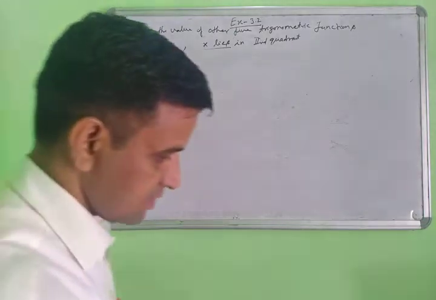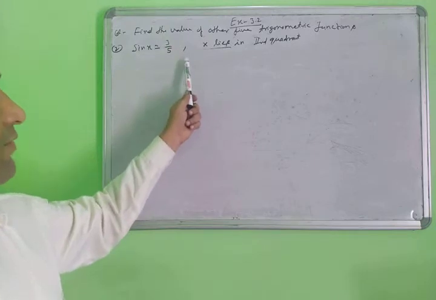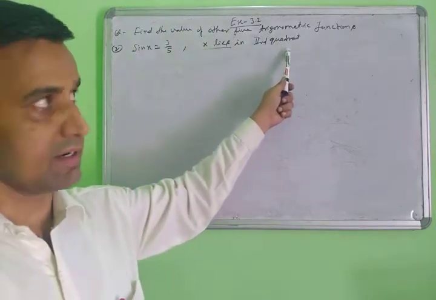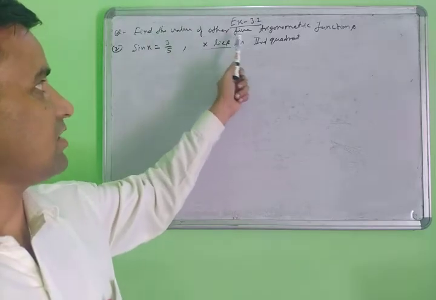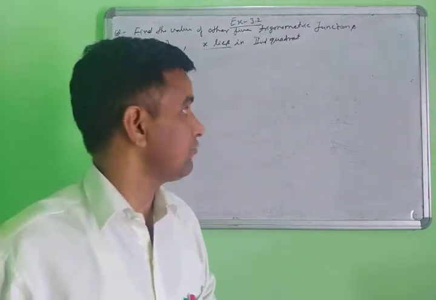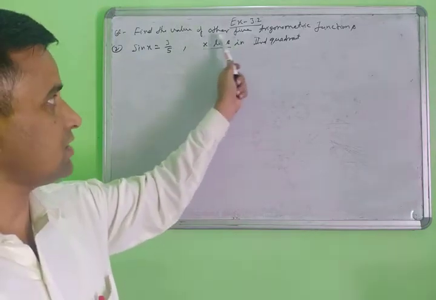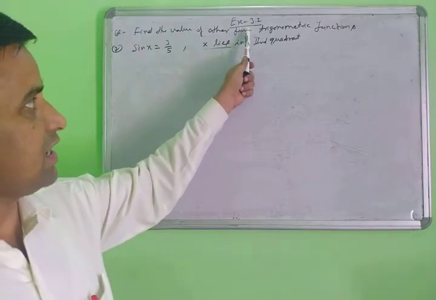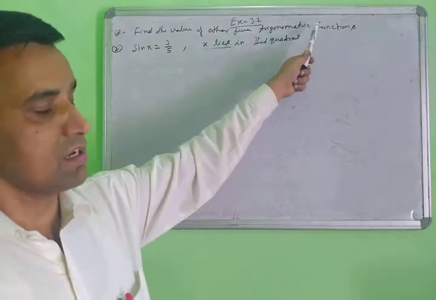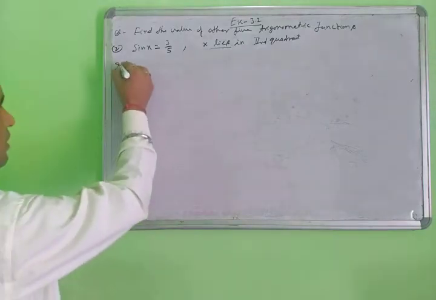Yes, students. Now I'm taking the next second question here. Sin x equal to 3/5 and x lies in the second quadrant. And what you find here? Same thing. Find the other 5 trigonometrical functions. In this condition, x lies in the second quadrant. According to this condition, with the help of this, find the 5 trigonometrical functions, the rest left. Now start the solution here.